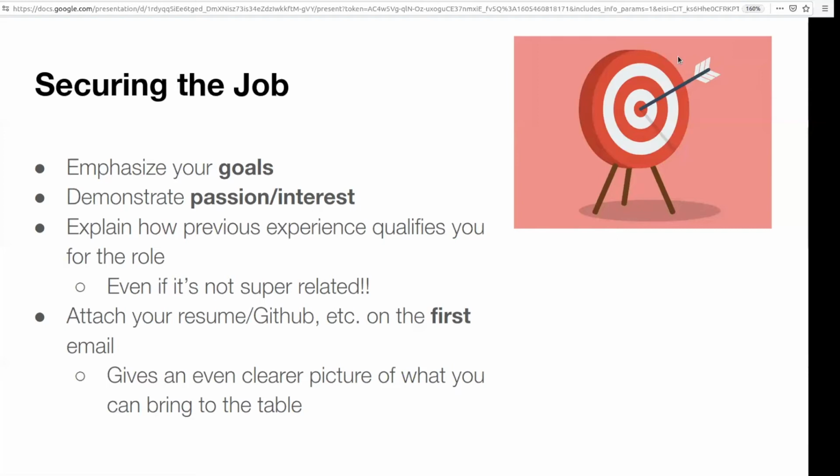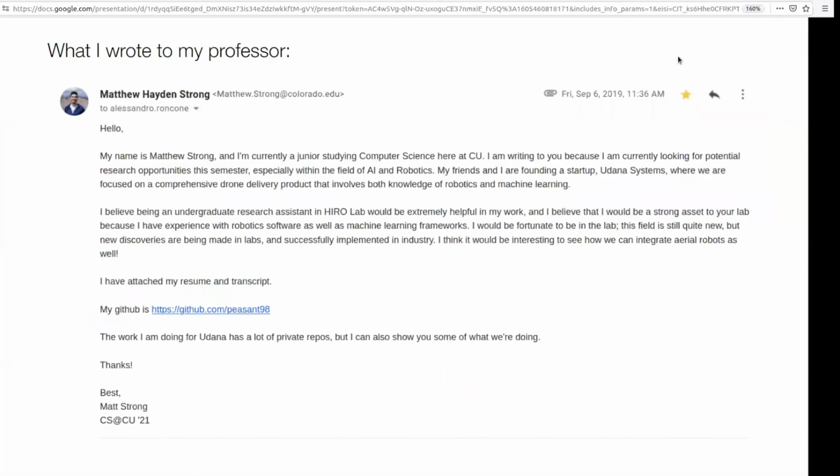Check the time. I'm on time. Okay, cool.